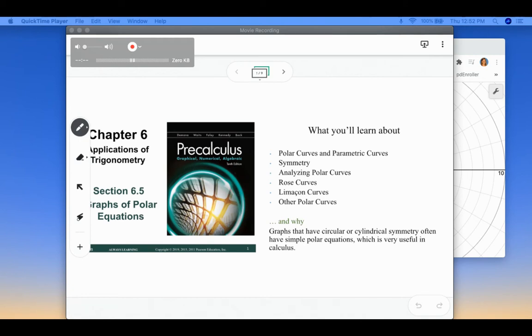So this is section 6.5, which is graphs of polar equations. We're going to talk about polar curves and parametric curves, symmetry, analyzing polar curves, rose curves, limaçon curves, and other polar curves.